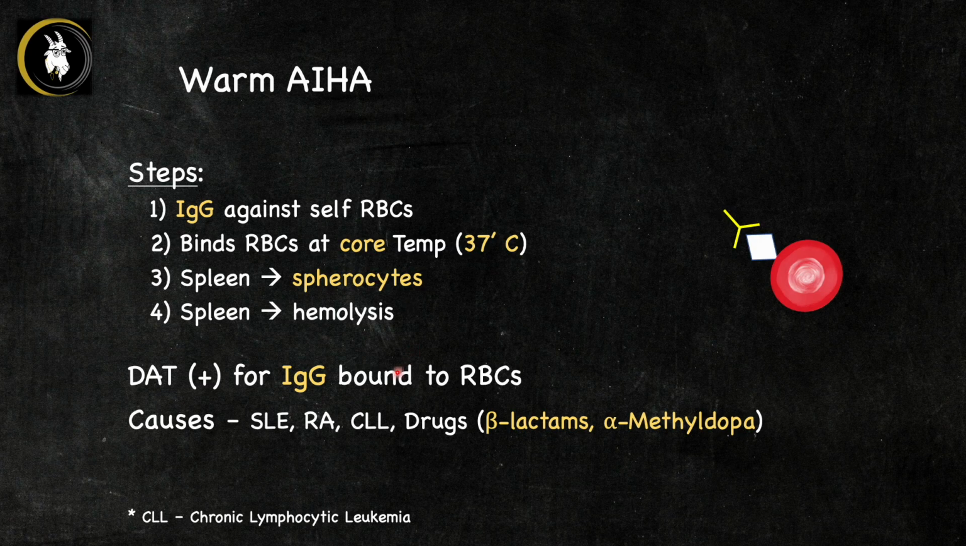Now, finally, the Coombs test here is going to be positive against IgG because that's the antibody that's binding the surface of the red blood cells. And then finally, let's talk about the causes of hemolysis. It can be primary or idiopathic, but as far as secondary causes, the most high yield are autoimmune diseases like lupus and rheumatoid arthritis, lymphomas and leukemias, and then medications, especially beta-lactam antibiotics and alpha-methyldopa, which is an old school blood pressure drug that isn't often used anymore, except at USMLE hospital. So you have to know this as a cause of warm AIHA. So these are the most common causes of warm AIHA.